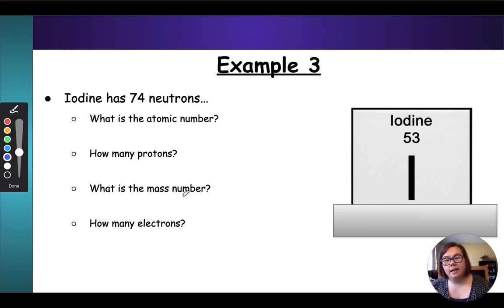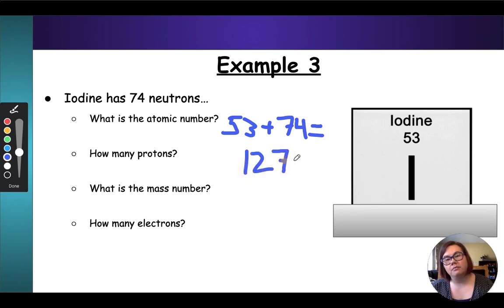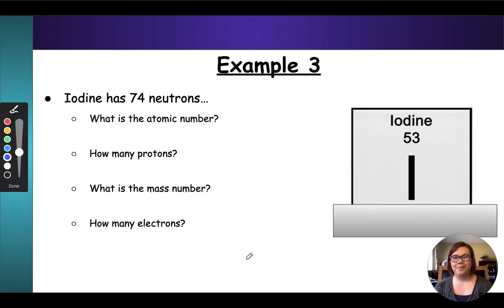So in this case, I need my protons, which was 53, and I'm going to add, let's wait for that to erase because I miswrote it there, 53 plus 74, and that's going to give me a mass number of 127. 127 happens to be our mass number. Okay. Hopefully that one makes sense.